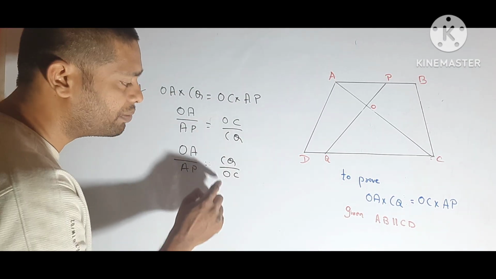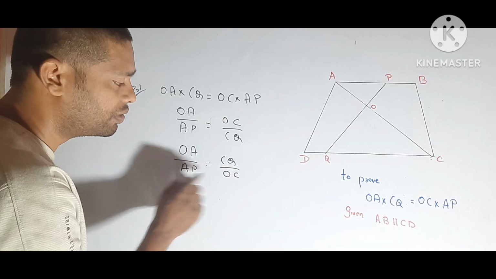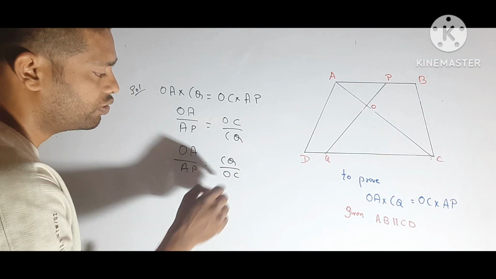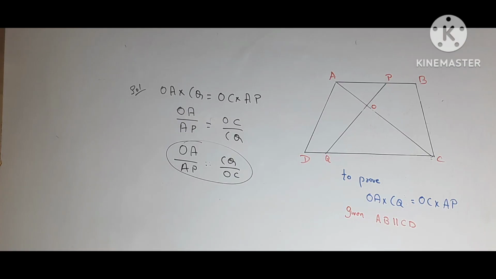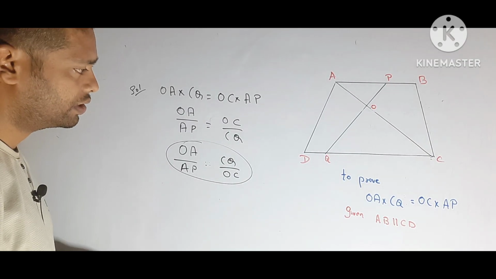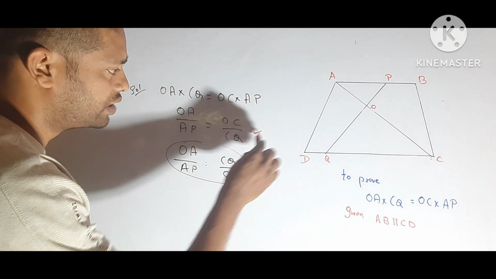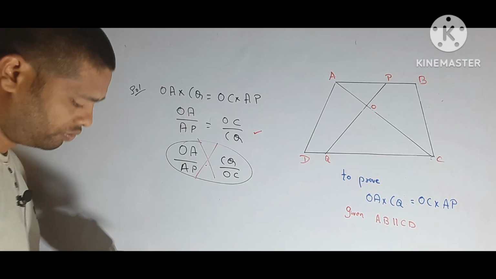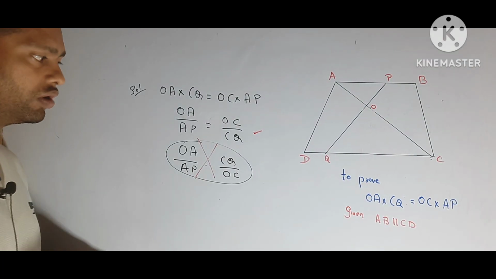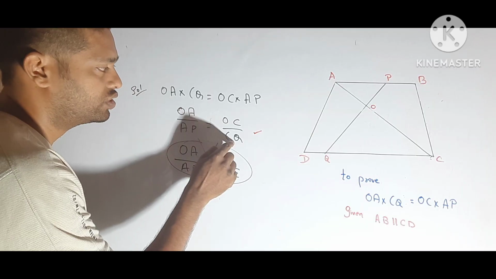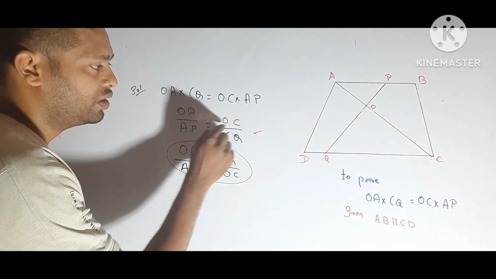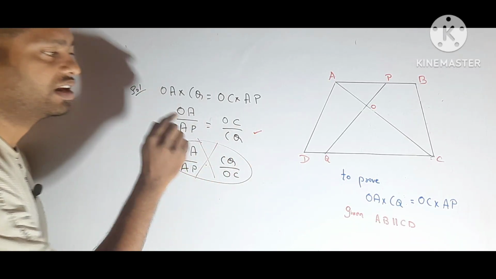The triangles are right, but the arrangement is wrong, so we'll omit this one. Understood? Arrangement is also important. This is the right arrangement, so we'll ignore the other one. After arranging, you need to see whether you're getting back the question or not. OA into CQ, yes, together. AP into OC, yes, together. So this is the right arrangement.